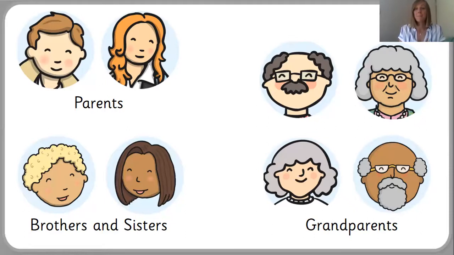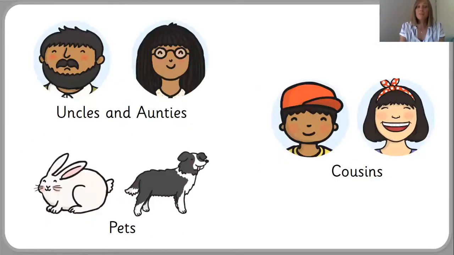So my mum has got a mum and a dad, but I call them grandma and grandpa. My dad has a mum and a dad, but I call them nanny and granddad. You might also have some aunties and uncles, and they might have children. They would be called your cousins.